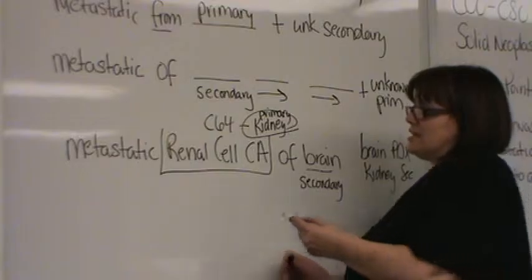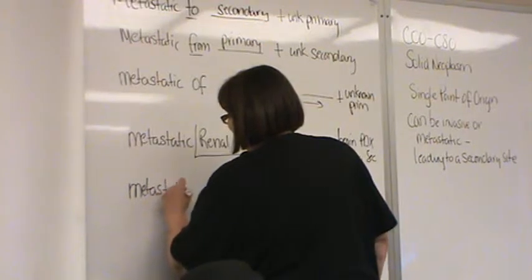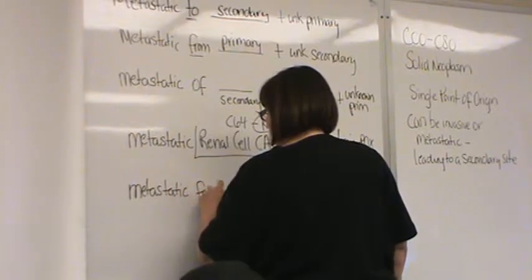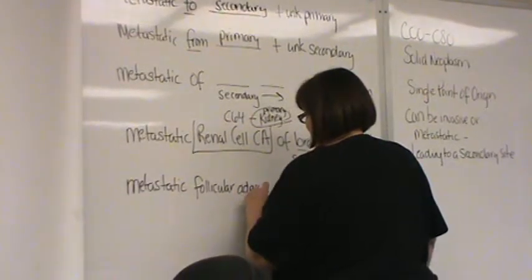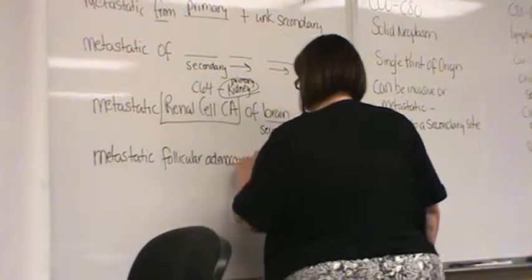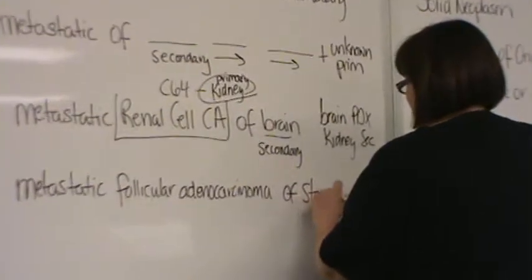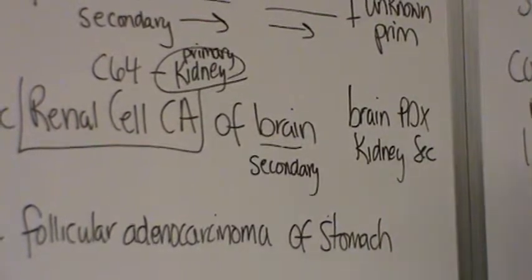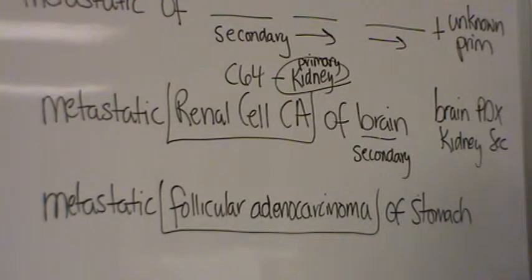Okay, so our second thing that can happen, let's look at metastatic follicular adenocarcinoma, and let's say it's of the stomach. Okay, so what's our goal? We want to find out where does follicular adenocarcinoma usually start. So let's go look up adenocarcinoma.